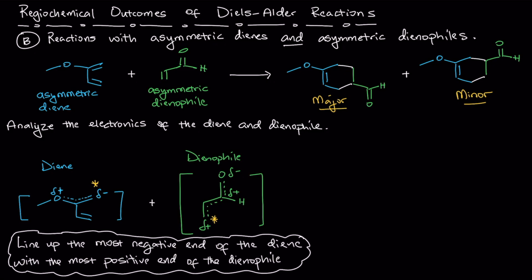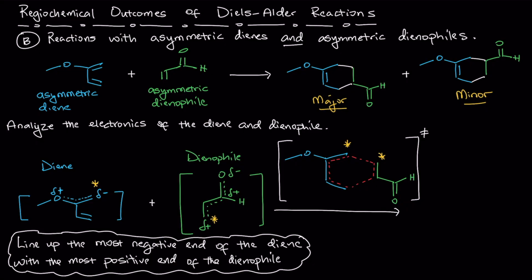Okay, and so what we're going to do is draw out a transition state that will achieve this goal, where the most negative end of the diene is interacting and linking up with the most positive end of our dienophile. And if you do that properly, you will start to see how we get to the major constitutional isomer of this reaction. So the two starred locations is where I have the most negative end of our diene interacting with the most positive end of our dienophile.